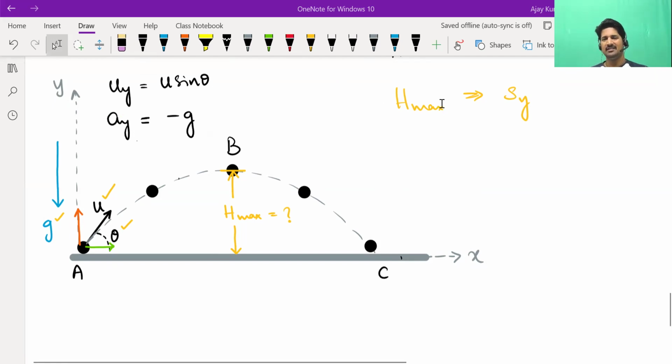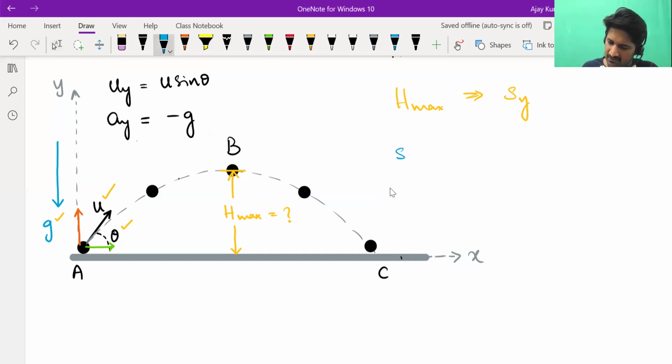Okay, Pawan, tell me, what are all the equations of kinematics which involve S? Sir, S is equal to ut plus half at square. Okay, wait, now you will write Sy is equal to Uy t plus half Ay t square. That is one equation. Are there any other equations of kinematics which involve S?